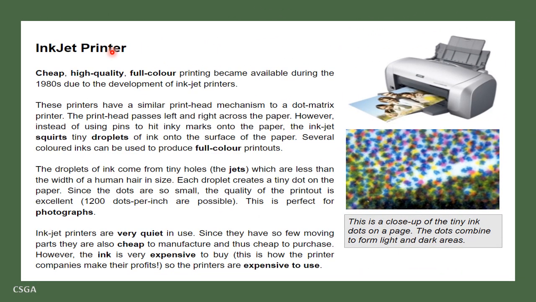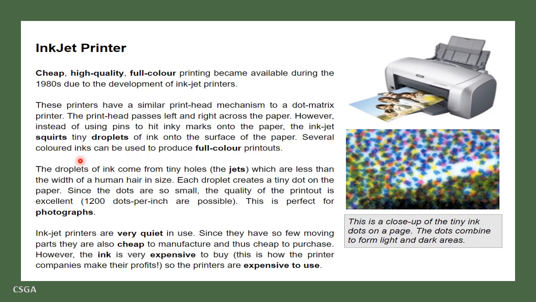Inkjet printer. Cheap, high quality, full-color printing became available during the 1980s due to the development of inkjet printers. These printers have a similar print head mechanism to a dot matrix printer. The print head passes left and right across the paper. However, instead of using pins to hit inky marks onto the paper, the inkjet squirts tiny droplets of ink onto the surface of the paper.